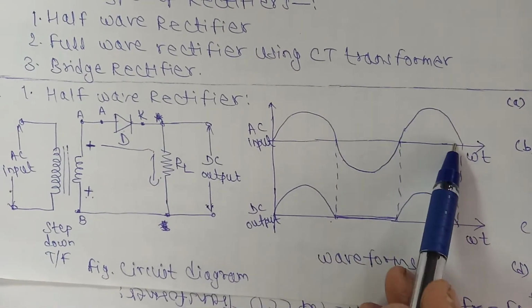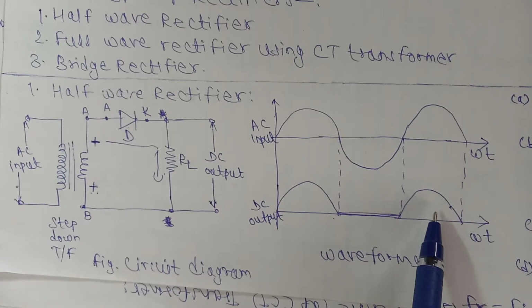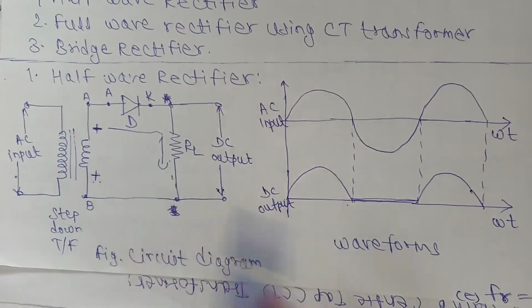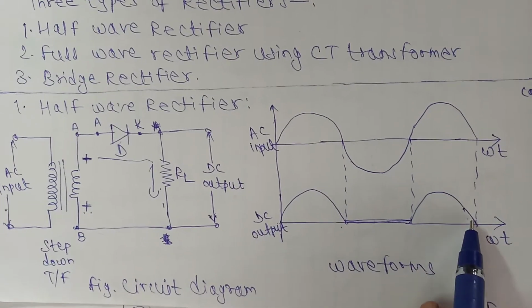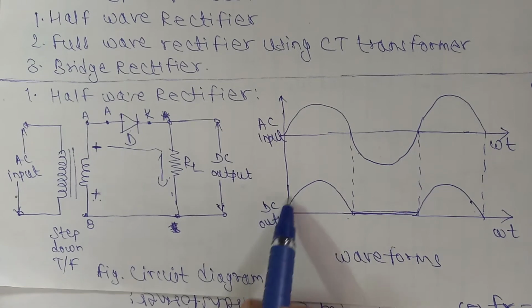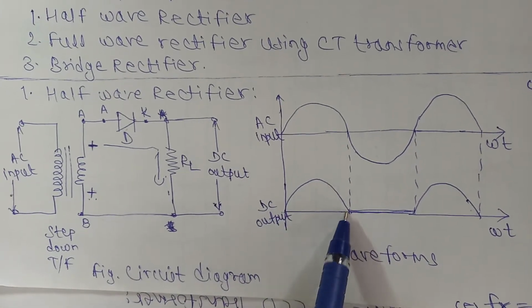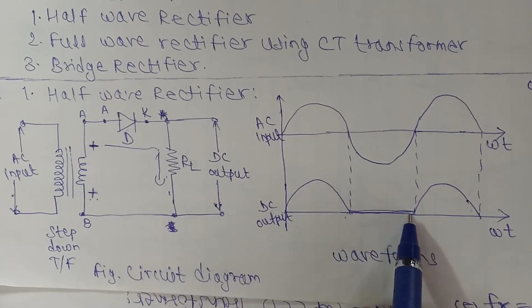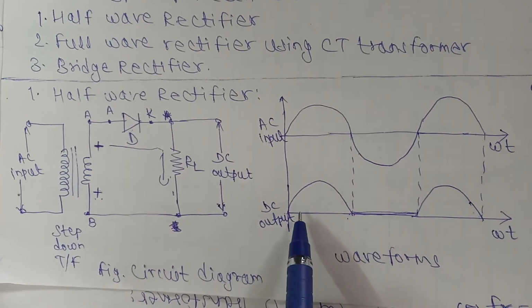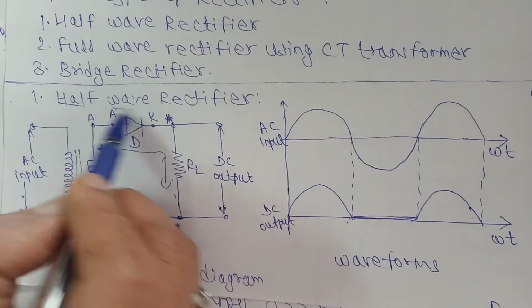Again during the next positive cycle the similar process takes place and the diode conducts through RL, the current flows, and again we are getting the DC output voltage. So in this case we can see that only the half cycle is rectified and the other half cycle is not rectified. That's why this type of rectifier is named the half wave rectifier.